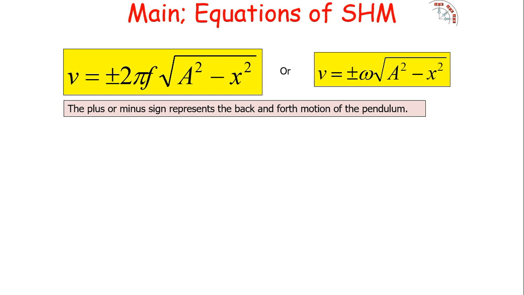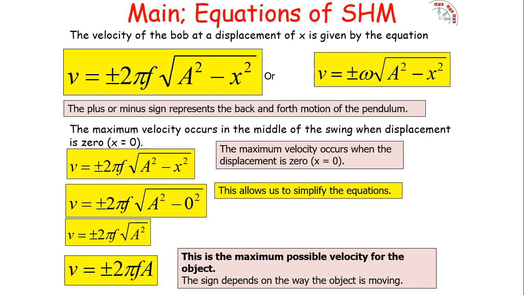So what do we know the equation is? Well, it's equal to plus or minus 2 pi f, or angular velocity omega, times the square root of the amplitude squared minus the displacement at that point in the cycle squared. Now, this is extremely interesting, because the maximum velocity occurs in the middle of the swing, which is when the displacement from equilibrium is zero, so x equals 0.